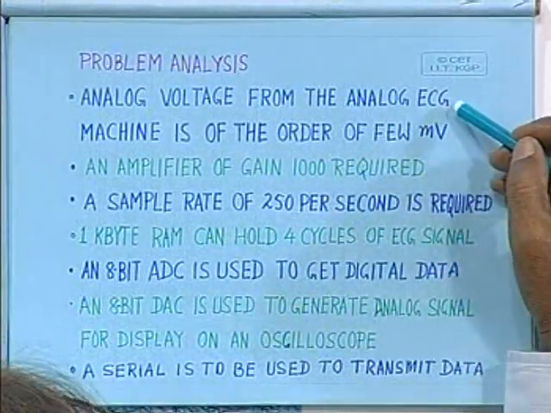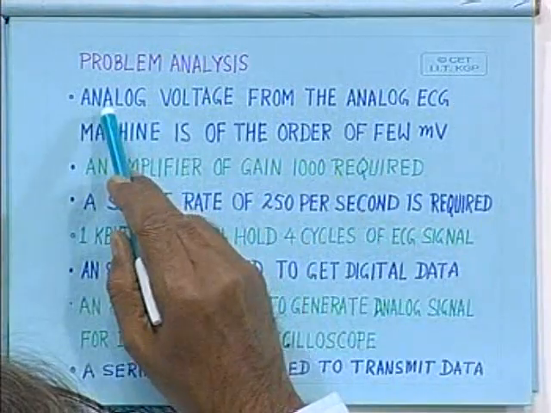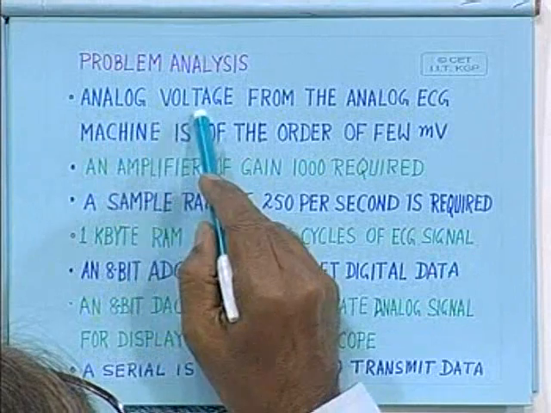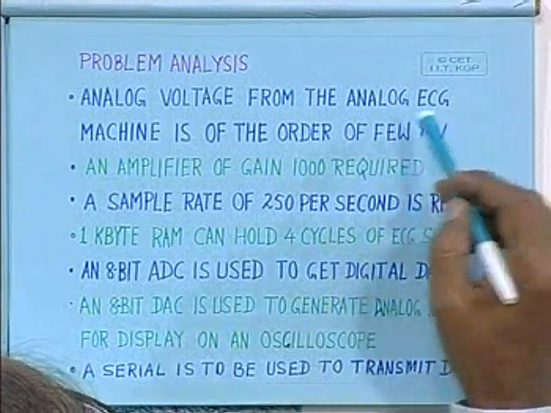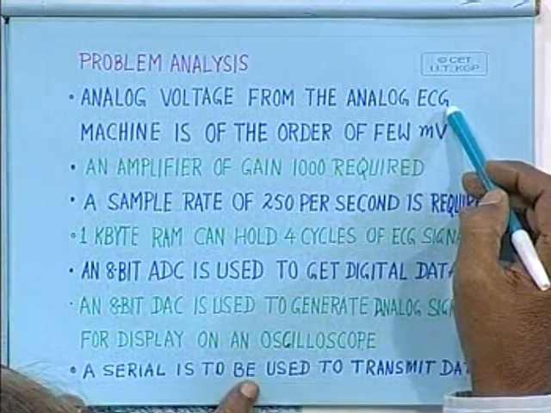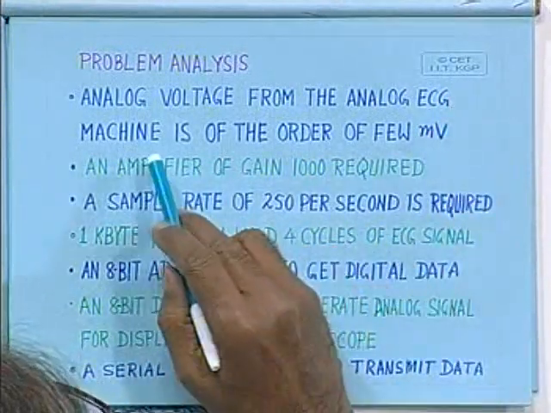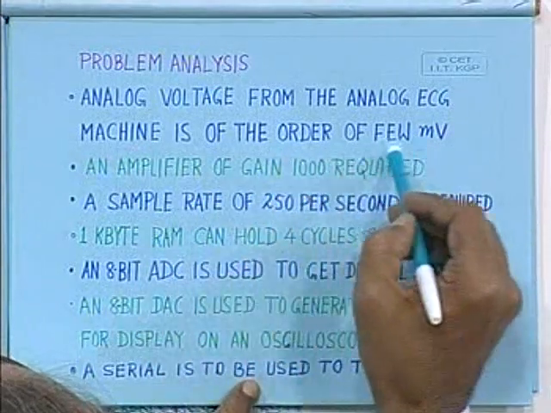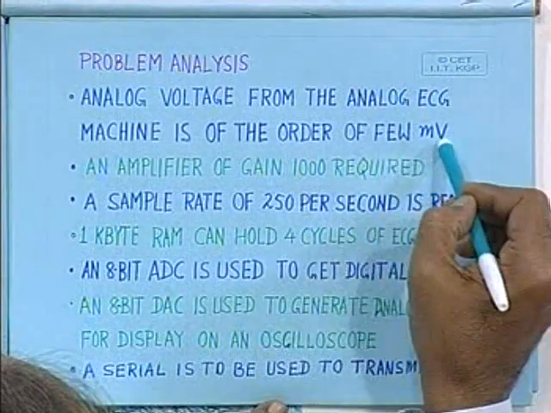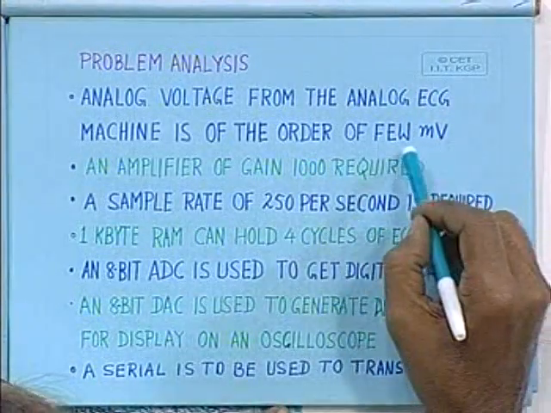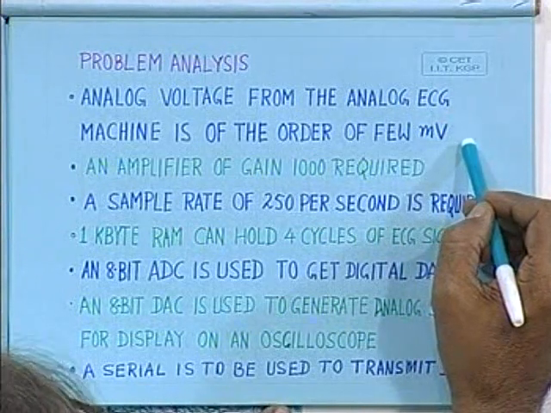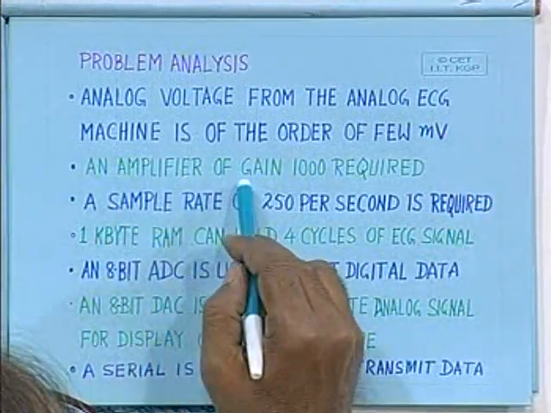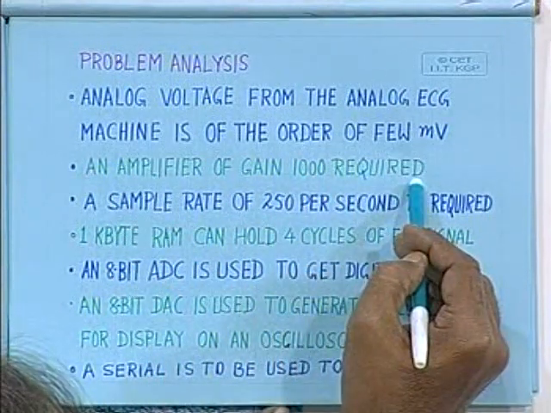So we made some analysis, problem analysis, and based on the inputs. First point is analog voltage from the analog ECG machine. As I mentioned, the analog ECG machines are cheaper. So we have taken input from an analog ECG machine, and we did not try to develop the analog part. And the signal that we get from here is unfortunately of the order of few millivolt. That means we have to use an amplifier to amplify it and get of the order of volt, which is required for an analog to digital converter. So an amplifier of gain of about 1000 is required for this purpose.